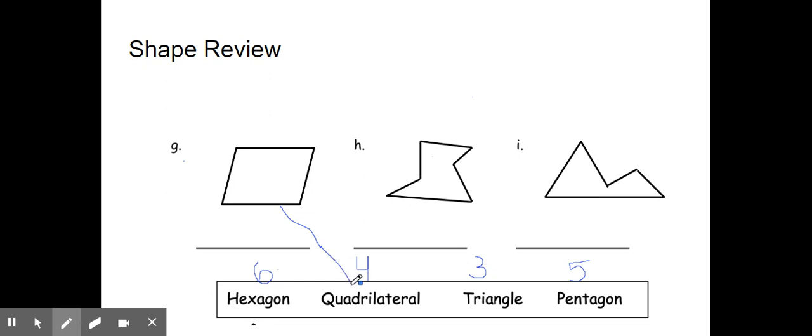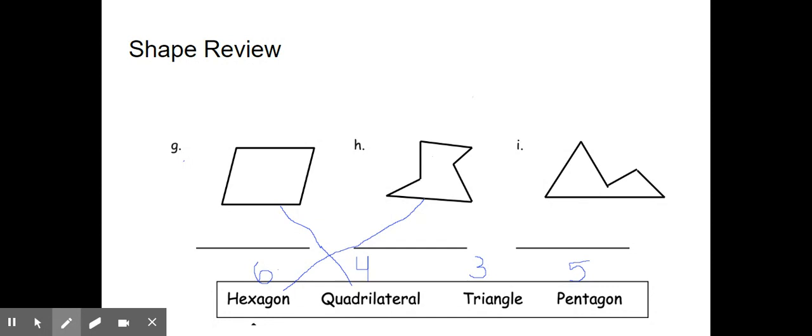Let's take a look at H. This is a kind of weird looking shape. Let's count the sides to see what type it is. 1, 2, 3, 4, 5, 6. It has 6 sides. That means it's a hexagon. Even though hexagons we normally see don't look like this, it is still a hexagon because it has 6 sides.